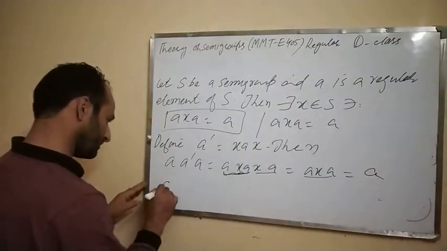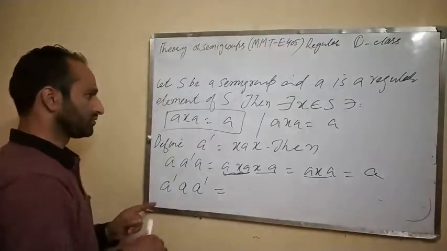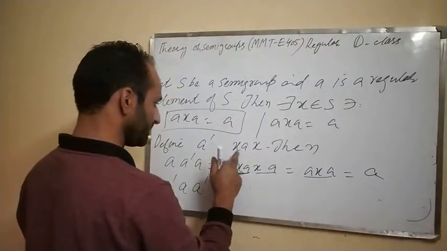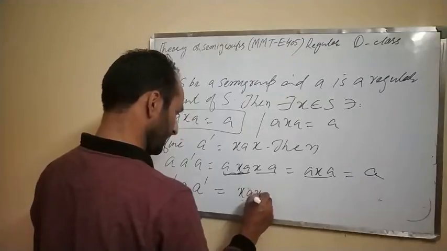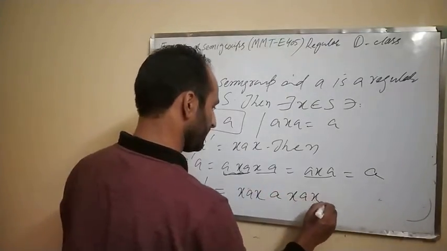Now we see this a'. It should be equal to a'aa'. So let's see this. What's a'? It's equal to xax, and a'aa' is xax times a times xax.